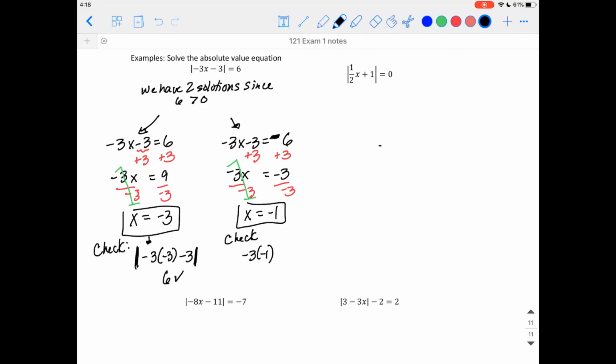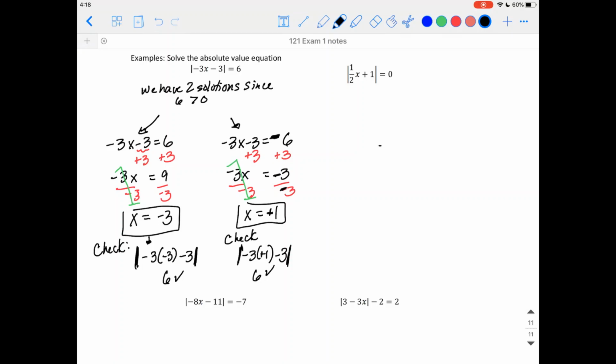And then I do, hang tight. So my answer should be positive 1. Sorry, because a negative divided by a negative is a positive. So negative 3 times a positive 1 is negative 3. And negative 3 minus 3 is negative 6. And when I take the absolute value of negative 6, I get positive 6.